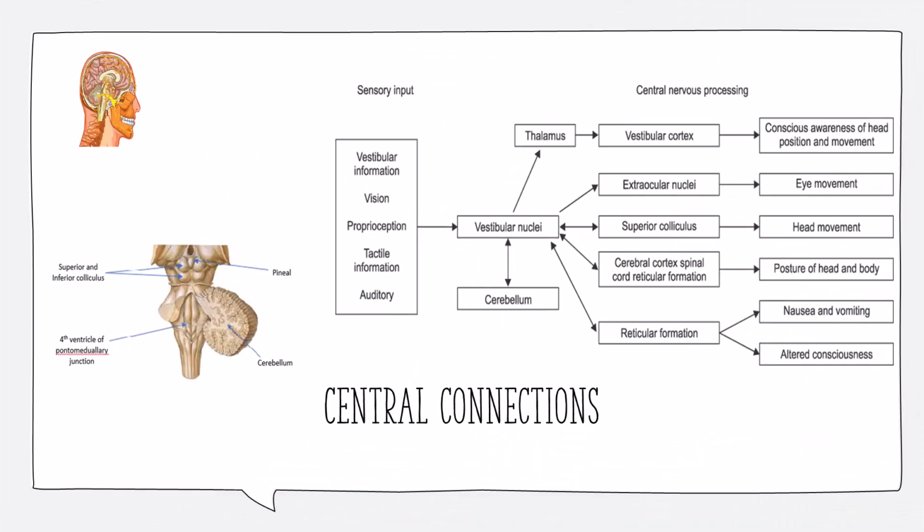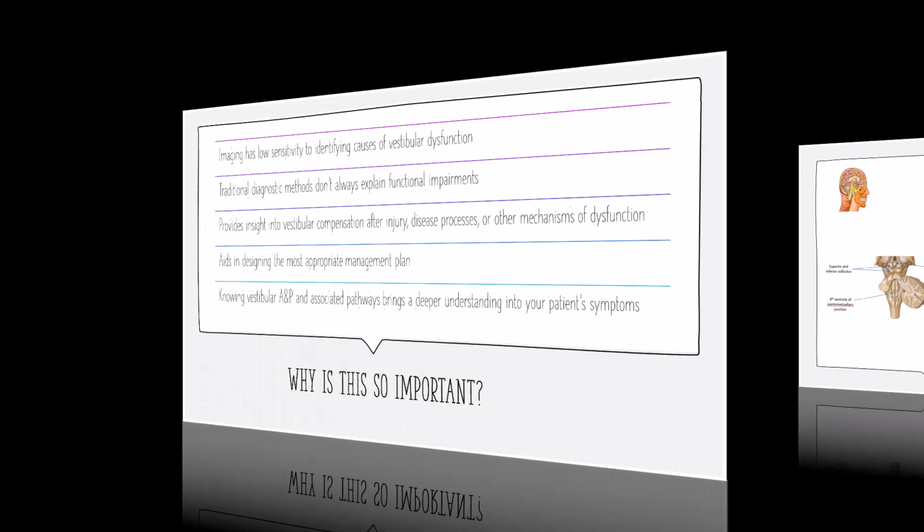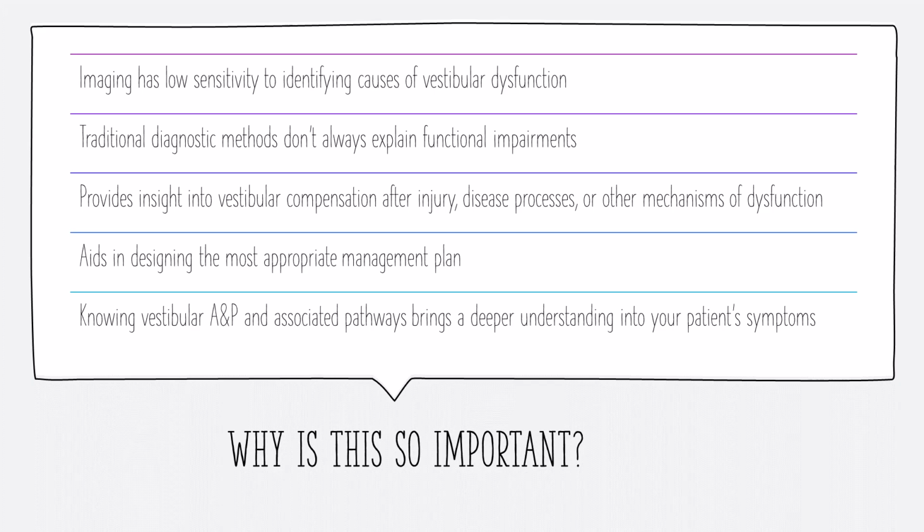Understanding the anatomy and physiology of the vestibular system, including its associated pathways, is essential for identifying the cause and, in most cases, causes of vestibular-related deficits. Why is this so important? Because imaging techniques often have low sensitivity when it comes to detecting vestibular issues. Traditional diagnostic methods typically do not explain functional impairments accurately.